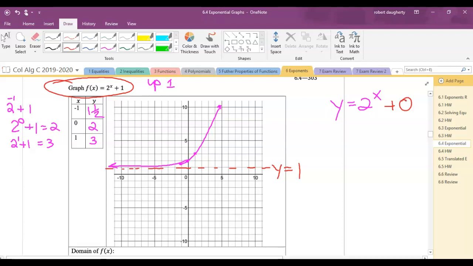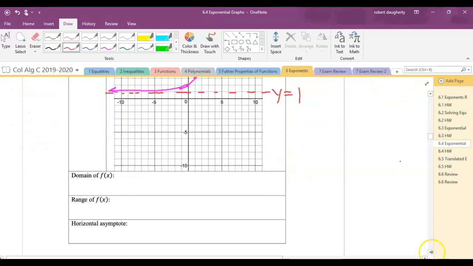So what is the domain of this function? Yeah. Don't miss this one. They all have the same answer. What is the range of this function? 1 to infinity. And what is the horizontal asymptote? Y equals 1. Okay.